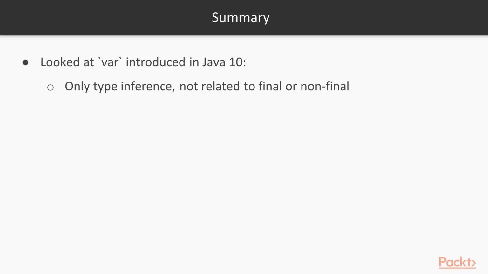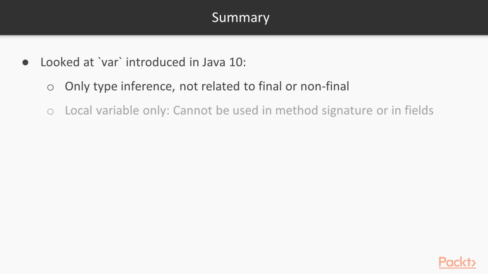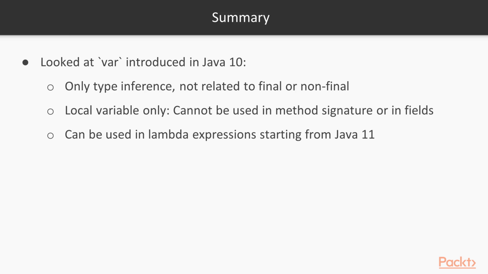To summarize, var was introduced in Java 10 to make Java more concise. Its only goal is type inference. It doesn't do anything else, it's orthogonal to the final keyword. The var can be used only for local variables and nowhere else. It cannot be used in method parameters or fields. Starting from Java 11, var can be used in lambda expressions, which can be helpful because it can be combined with annotations. The goal of var is to make the code more readable and maintainable. We should keep it in mind and give our variables good names.